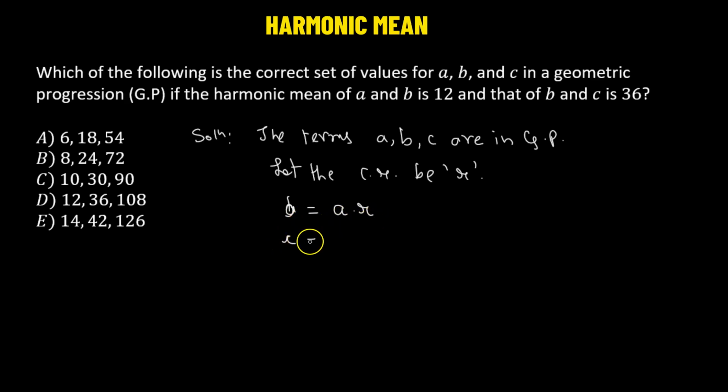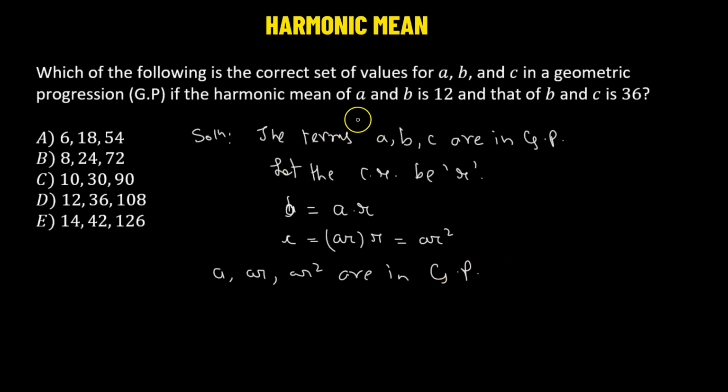And then we need C as well. So C is simply, we'll take the previous term, which is B, and multiply it with the common ratio r. So this gives us Ar squared. So that means we can also say that A, Ar, Ar squared, these three numbers are in a geometric progression. So that's fine. We'll keep this aside for the time being. Now coming to the problem, it's given here that the harmonic mean of A and B is 12. So this is given to us.